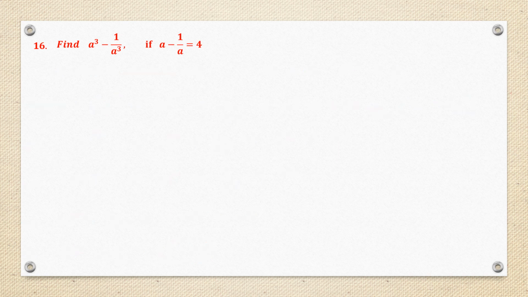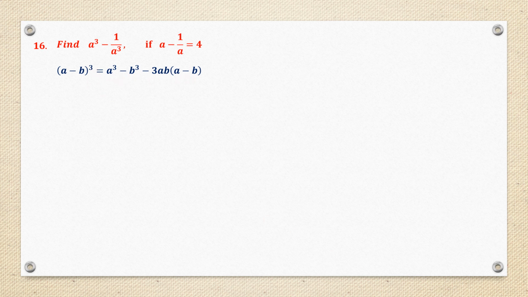Next question. Again, here we have a cubed and a cube, but this time it's minus. So let's keep that in mind and apply the right formula. The formula is (a minus b) the whole cube, which is a cube minus b cube minus 3ab into (a minus b). So everything is minus here.